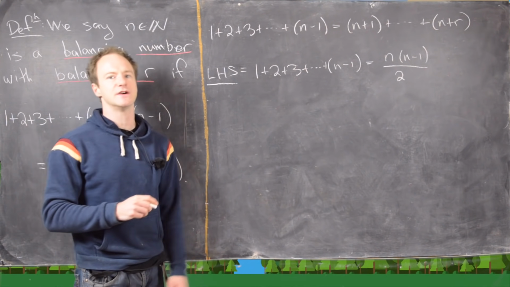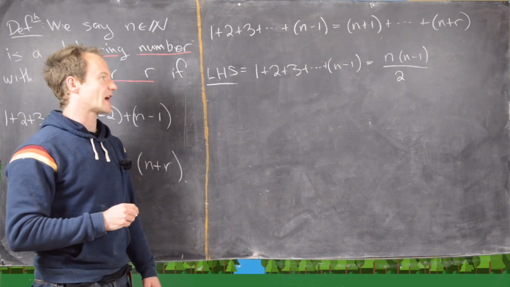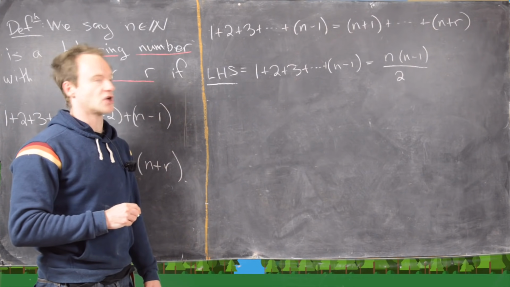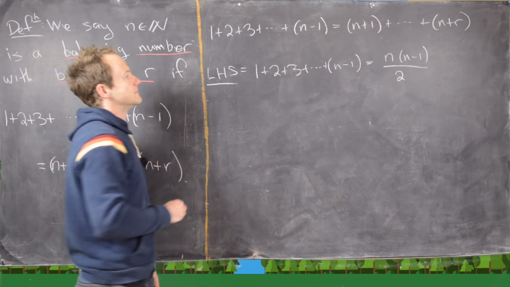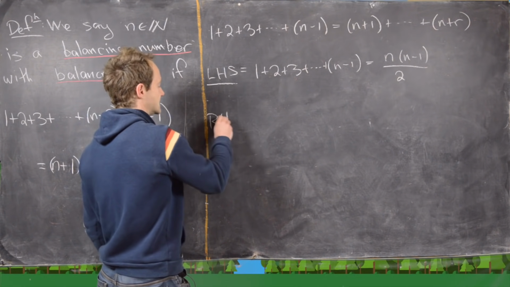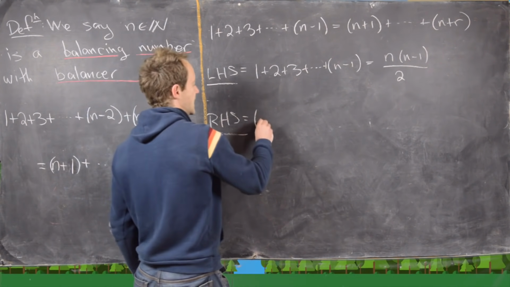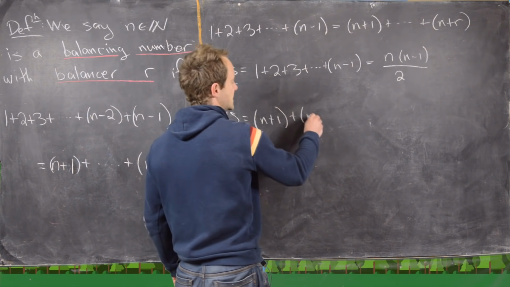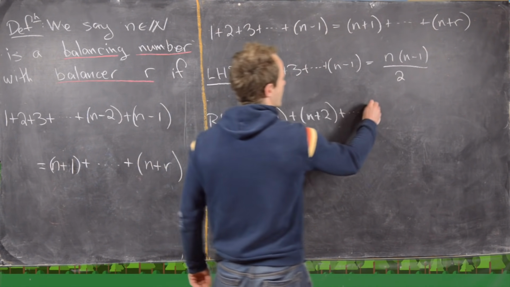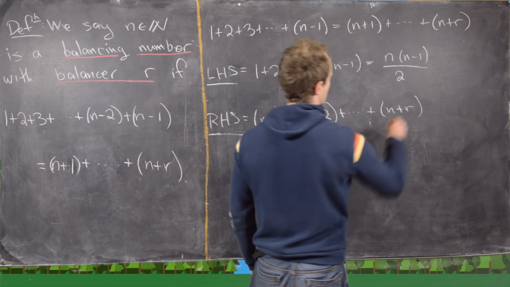So there's a bunch of videos on YouTube where you can check that this is the closed form for a triangular number. Okay, good. Now let's go ahead and look at the right-hand side and see if we can simplify that as well. So notice we'll take n plus 1 plus n plus 2 all the way up to n plus r.